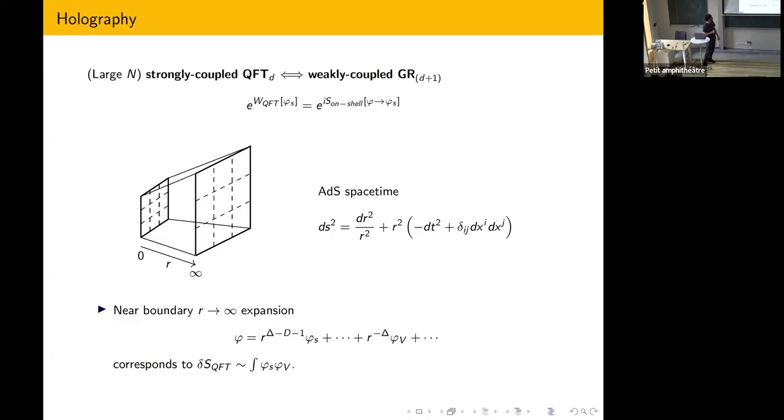And the most important entry in the holographic dictionary is the near boundary expansion of fields in this spacetime. The idea is that the leading independent piece of the field corresponds to a source in the dual quantum field theory, and the subleading piece corresponds to the VEV of an operator.